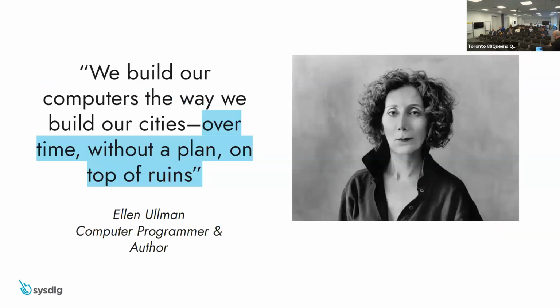There's a lady named Ellen Ullman, and this is one of my favorite quotes from her. She says, "We build our computers the way we build our cities, over time, without a plan, on top of ruins." Part of why I like this quote is because it has a lot to do with why Kubernetes is insecure by default. Where did Kubernetes come from? What's the history of it? Why did it end up with some of these concepts? Where did this come from?